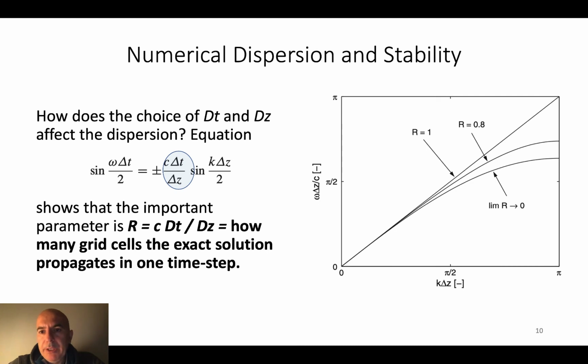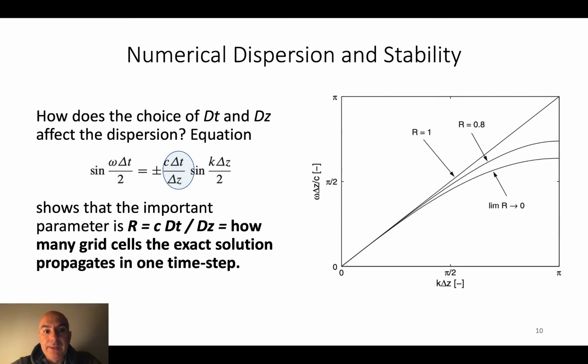The formula that we derived in the previous slide allows us to talk about numerical dispersion and stability. So how does the choice of delta t and delta z affect the dispersion equation? We already commented in the previous slides that this factor here is very important. So this equation shows that this important parameter c multiplied by delta t divided by delta z, that we are going to call r, describes how many grid cells the exact solution propagates in one time step.